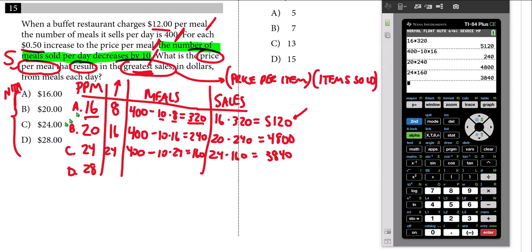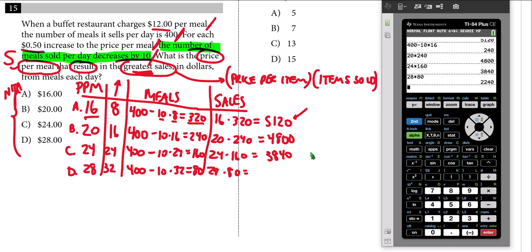$28. So what is that? That's a $16 increase, which means 32 50-cent increases. 400 minus 10 times 32, that's 320. This is going to be 80. That means 28 times 80 will be my sales. 28 times 80, and that's going to give me something fairly small. So I can see now that I have maximized my sales when my price per meal was $16, which means my answer is A here.